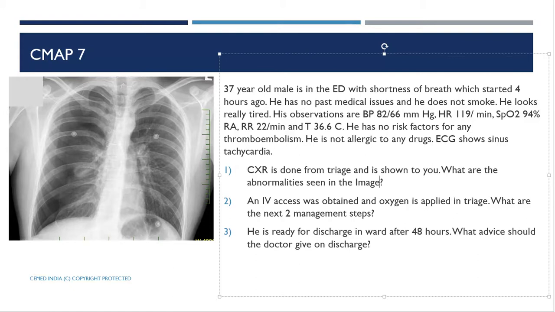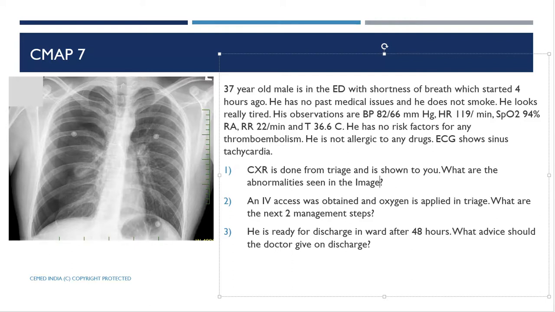So let's do the same thing. A, airway, trachea is midline, so it's not abnormal. B, breathing, the lung markings do not extend up to the periphery, so that is one abnormality. The lung appears to be collapsed, and there is hyperlucent shadow seen between the lung and the thoracic cage.